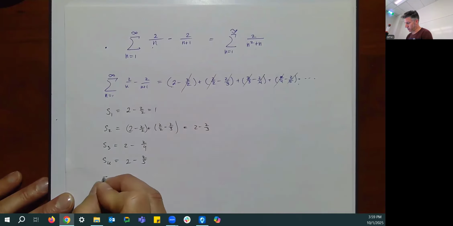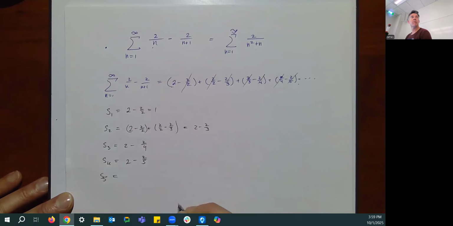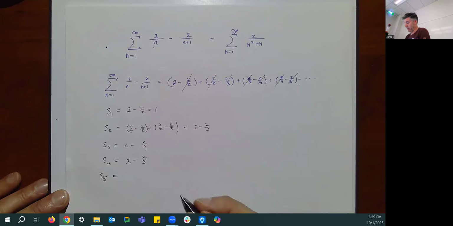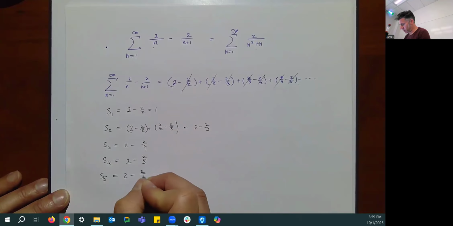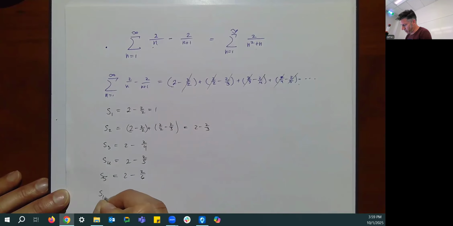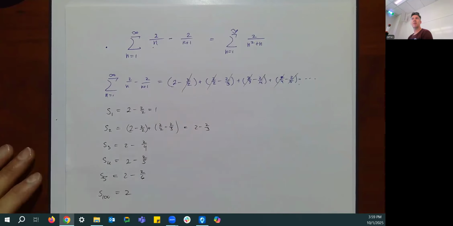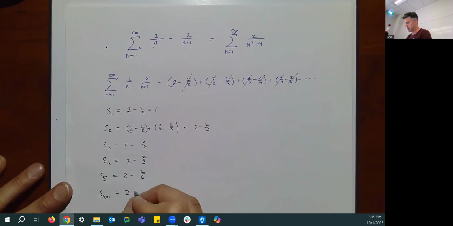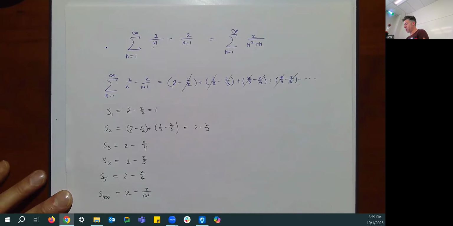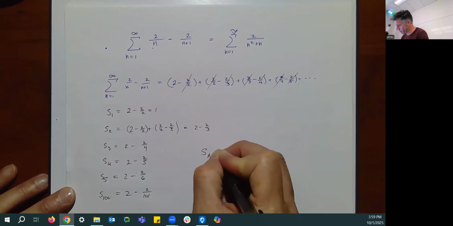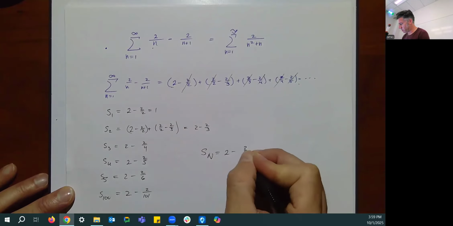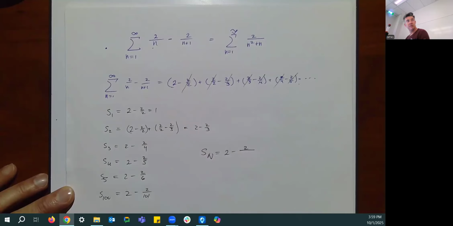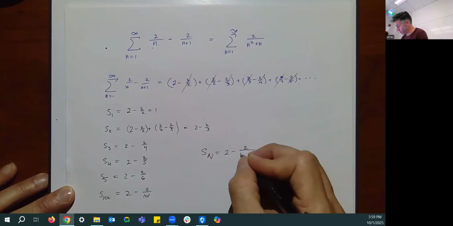What do you think my fifth partial sum is going to be? Okay, harder question. What do you think my 100th partial sum is going to be? 2 minus... Cool. So then I bet you could all tell me that my nth partial sum is going to be 2 minus 2 over n plus 1.